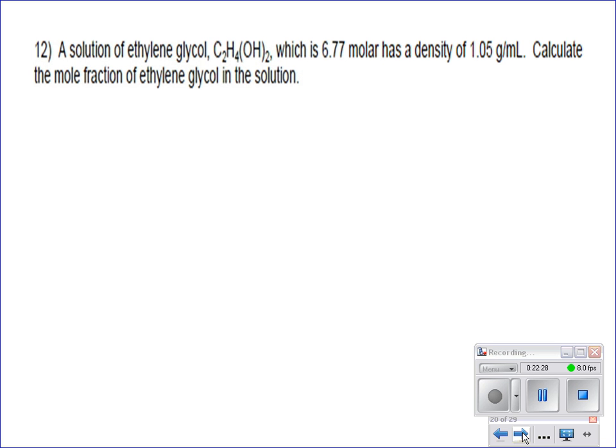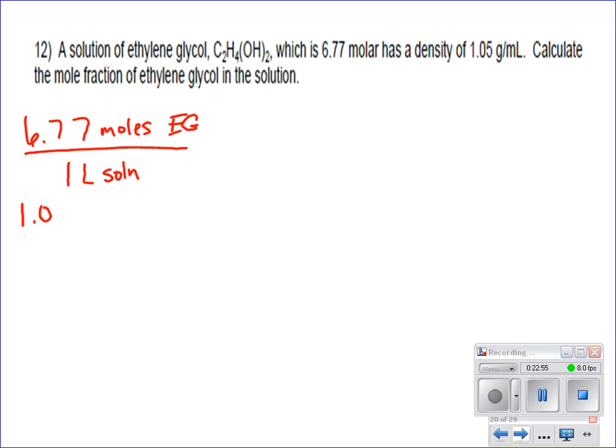So we have the solution of ethylene glycol here, which is 6.77 molar. What does that mean? 6.77 moles of what? Ethylene glycol. I'm going to call it EG just for ease's sake. Moles per what? A liter of solution. And this solution has a density of 1.05 grams for every 1 mL. Calculate the mole fraction of ethylene glycol.